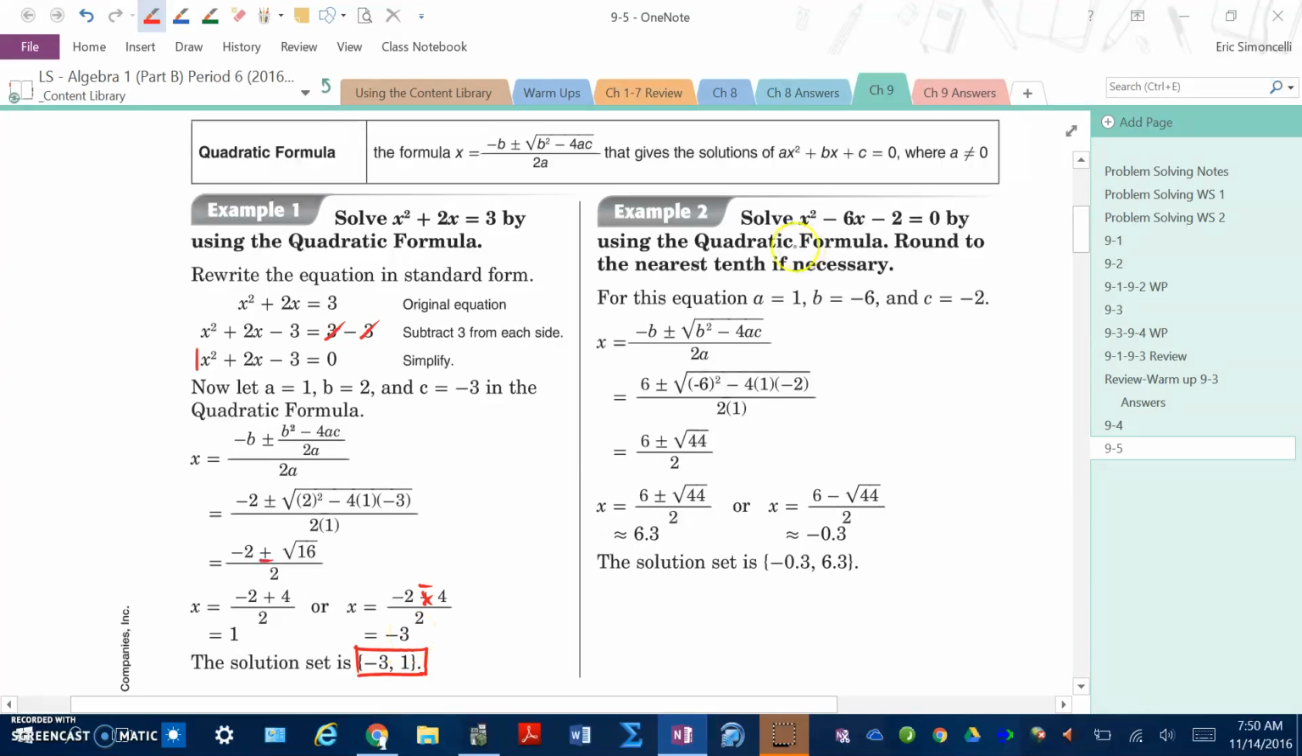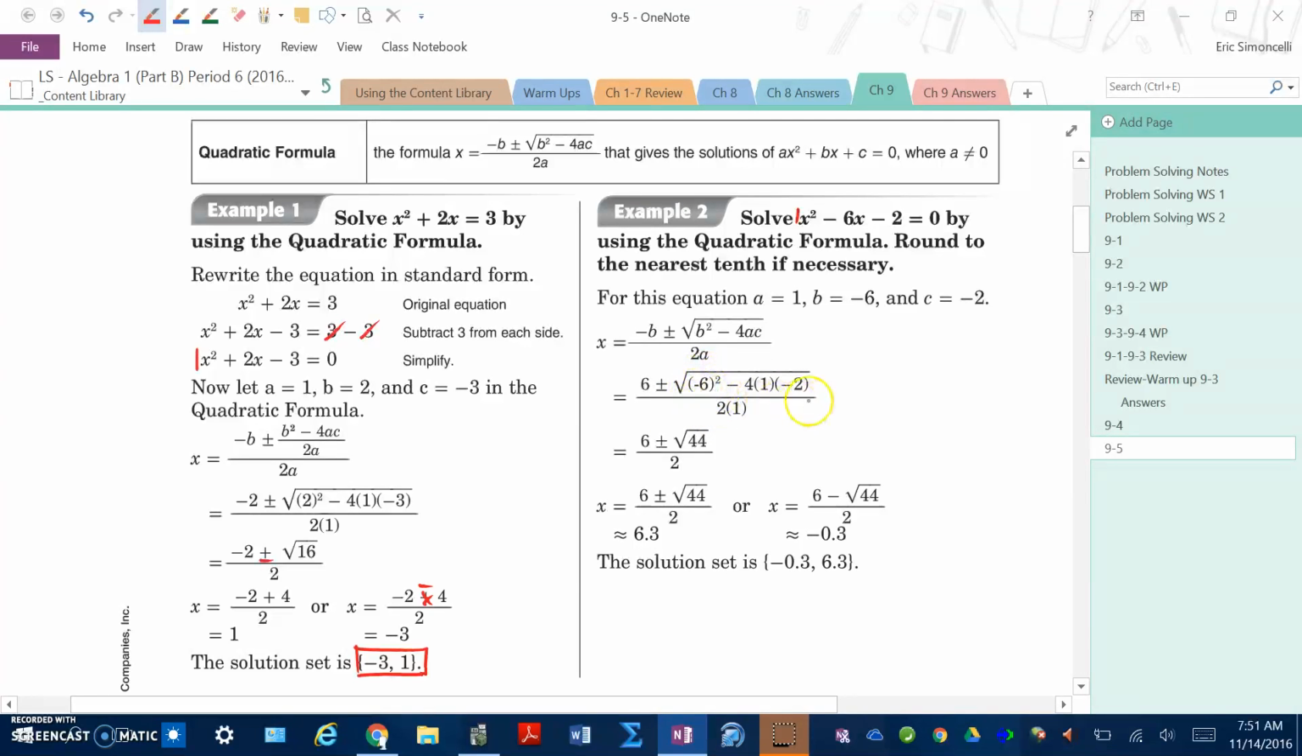Example 2. Solve x squared minus 6x minus 2 equals 0 by using the quadratic formula. And then it says round to the nearest tenth if necessary. For this equation, a equals 1, b equals negative 6, c equals negative 2. So we'll plug in our values accordingly. Negative of a negative becomes a positive 6, plus or minus the square root of quantity negative 6 squared minus 4 times negative 1, all over 2 times 1.